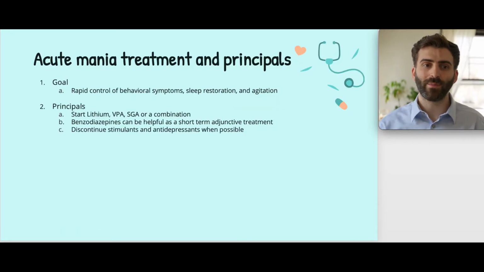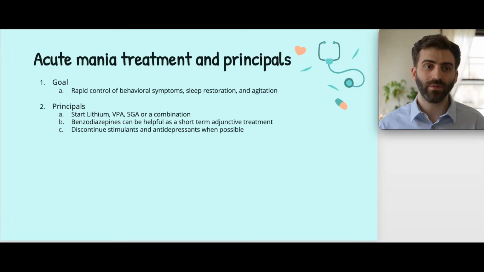Your goal here is rapid control of behavioral symptoms, sleep restoration, and agitation. The reason why it's rapid is because mania is harmful and damaging to someone's brain. You want them to go back to euthymia as quickly as possible, so it helps to prevent progression of the disease state. Some principles follow the guidelines to start.